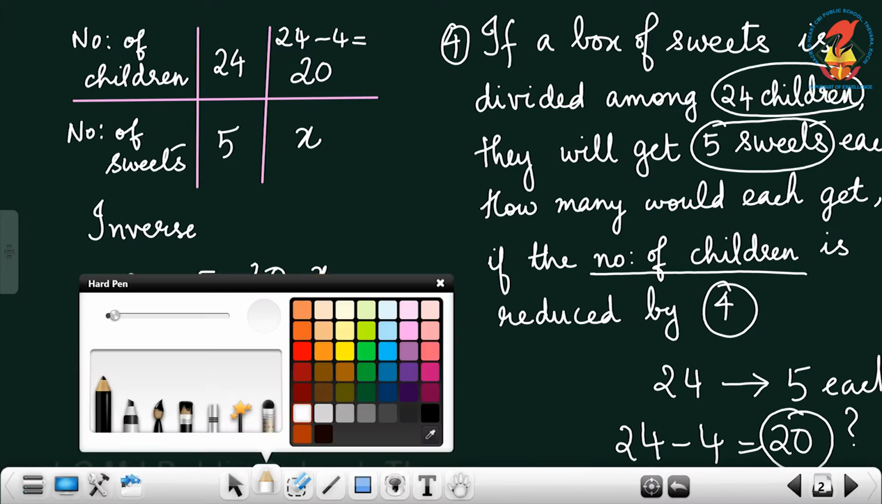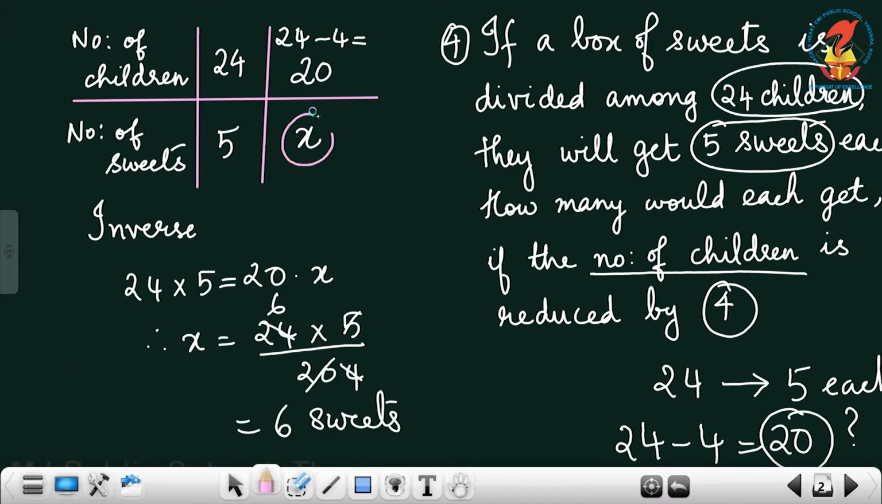So 20 children will get how many sweets each? 6 sweets each. I hope the question and the method is clear to all.